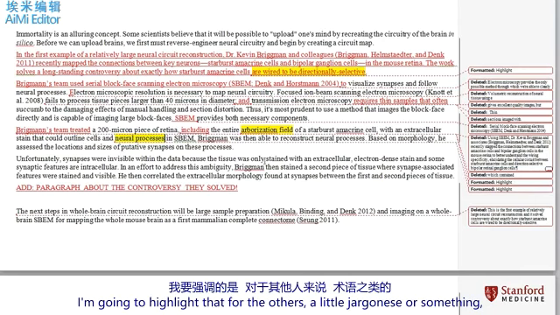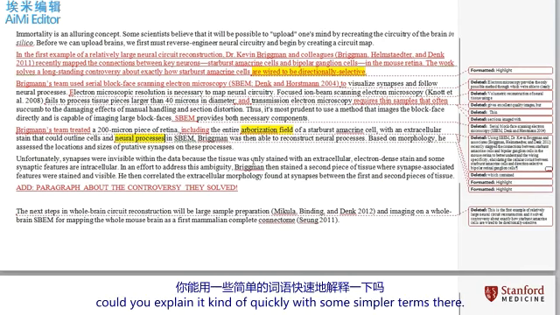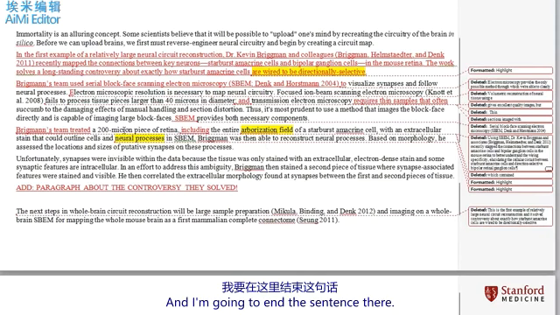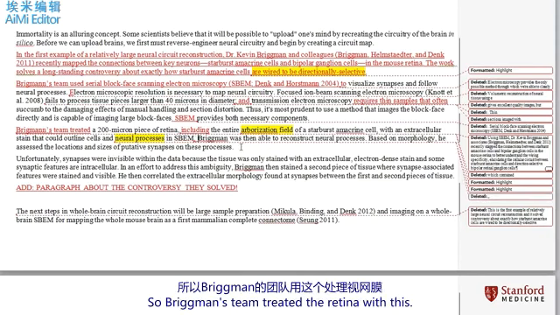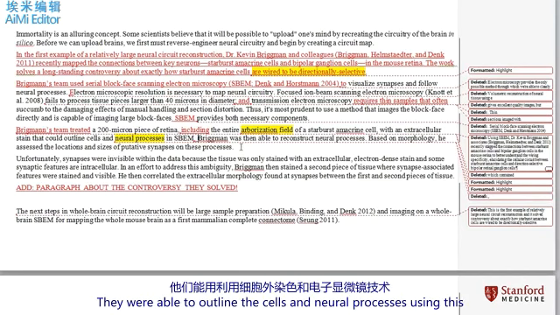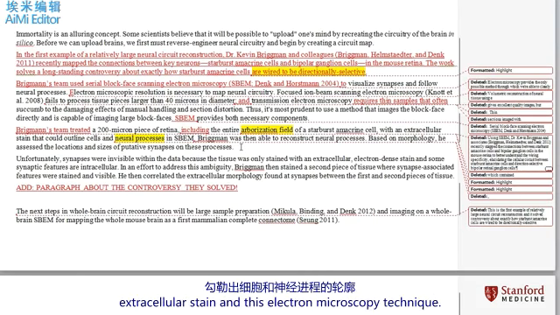I'm going to highlight that for the author. It's a little jargony. Is there something? Could you explain it kind of quickly with some simpler terms there? And I'm going to end the sentence there. So Brigman's team treated the retina with this. They were able to outline the cells and neural processes using this extracellular stain and this electron microscopy technique.